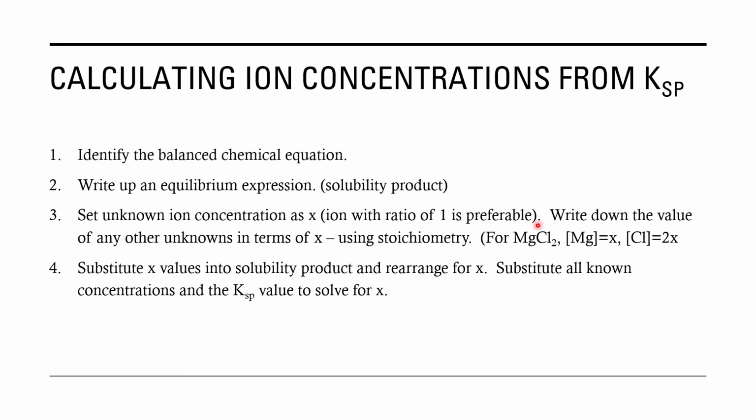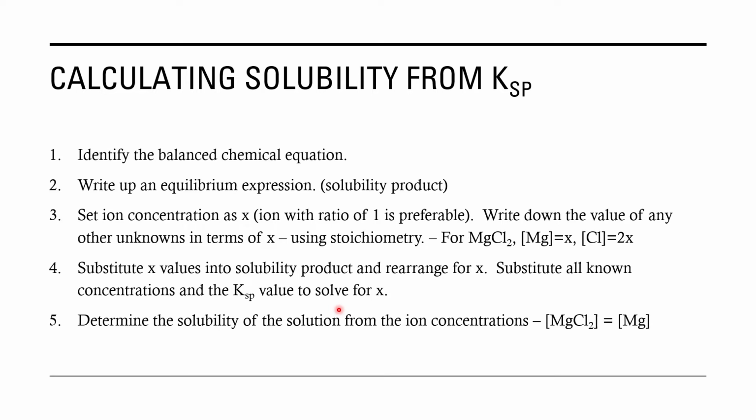If you do have other unknown concentrations, you can also write them down in terms of X. Depending on their stoichiometry or empirical formula, you might get X or 2X, 3X, depending on what those ratios are. What we can then do is put our X values into the solubility product, rearrange the equation for X, substitute any known concentrations and solve. Very similar to the techniques we use to find the concentrations of unknown substances for our general KEQ values. Using that information, we can also find the solubility from KSP.